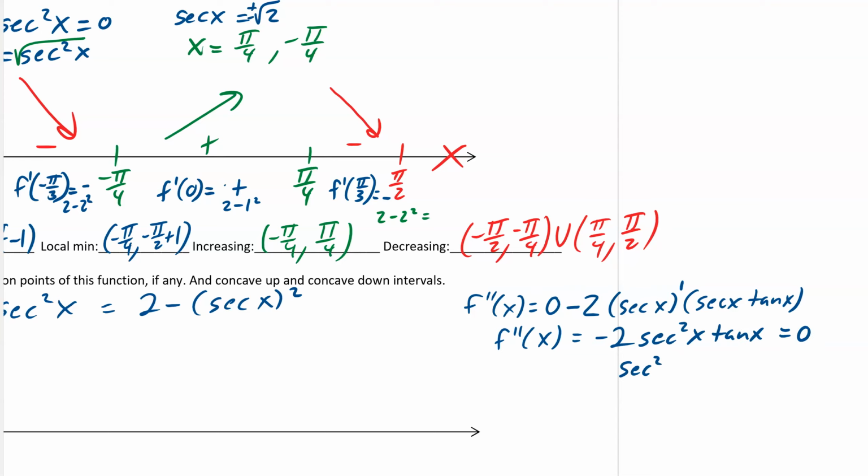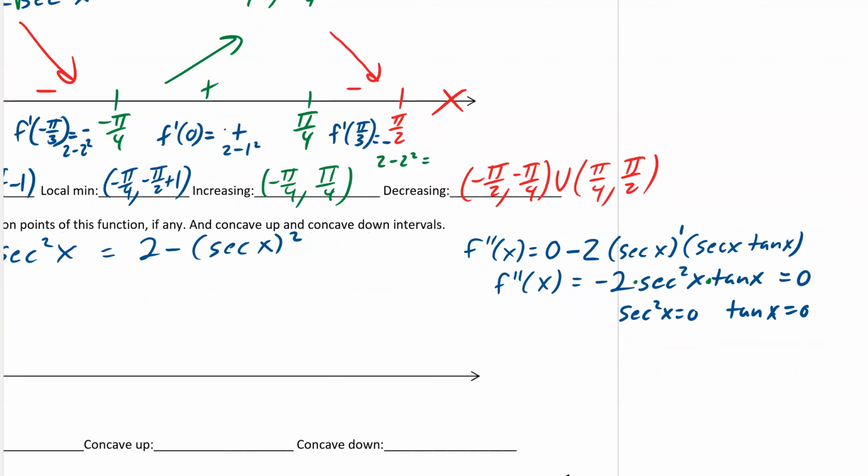So again, this would be secant squared x equals 0 and tangent x equals 0. Those are the 2 factors that we're multiplying. You don't have to worry about the 2 because it's not going to make anything zero, but it will affect our positives and negatives for our second derivative.